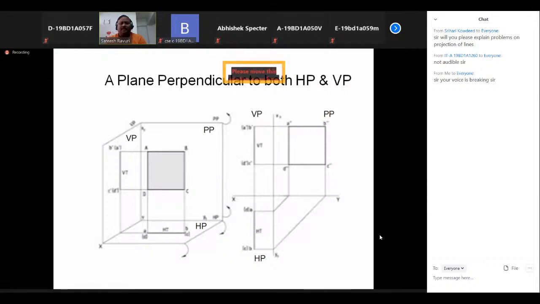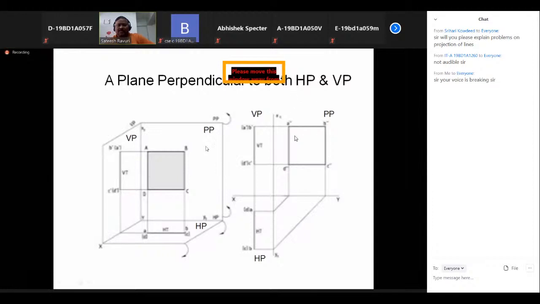A square plane ABCD with 40 mm sides is perpendicular to both HP and VP such that the bottom edge of the plane is 30 mm above the HP and 15 mm in front of VP, something like that. Don't bother about the numerical values. As far as this square is perpendicular to both HP and VP, though it is a two-dimensional square shaped plane, one dimension will be completely neglected because of its perpendicular position.